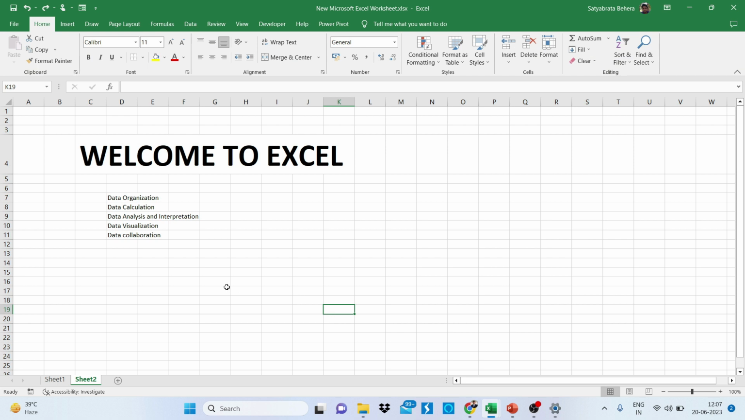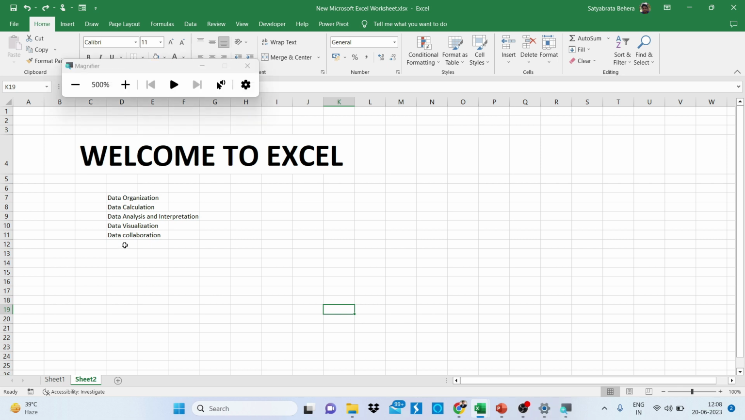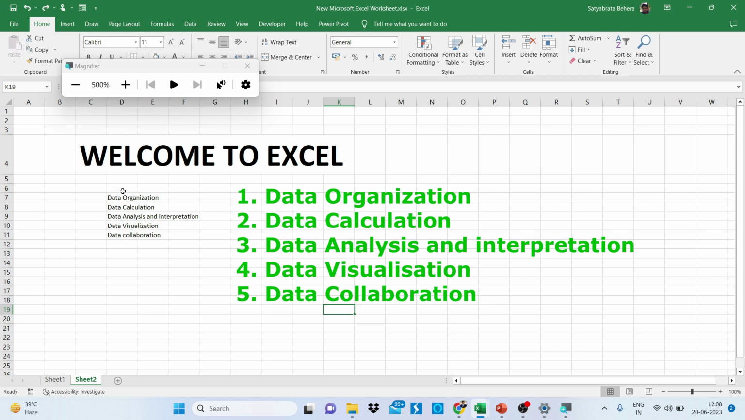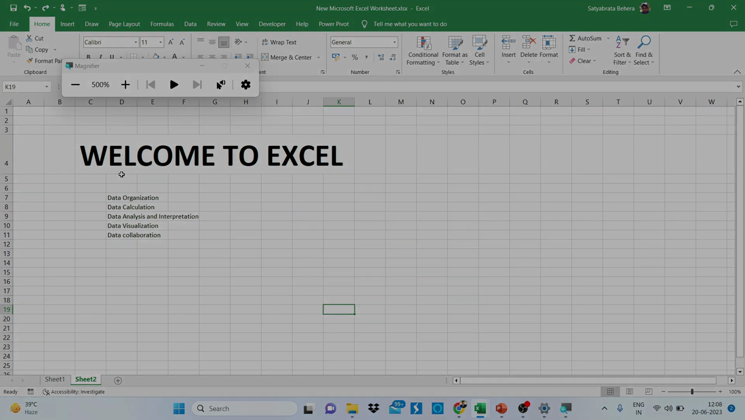Welcome everyone. Before going into the engineering applications of Excel, we will first discuss what MS Excel is. Excel is basically a spreadsheet developed by Microsoft and it has different applications like data organization, calculations of data, data analysis and interpretation, visualization of the data, and collaboration of data using Excel, plus some other applications and web services also.